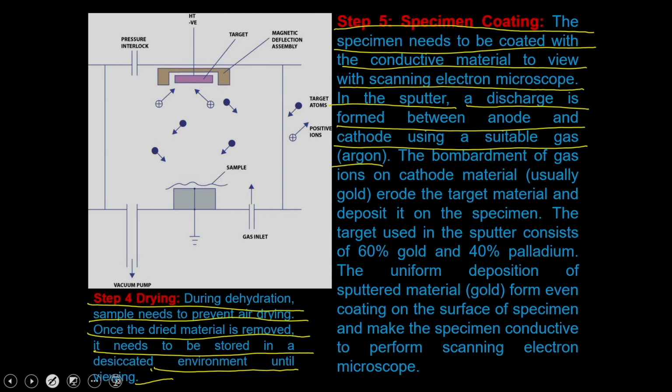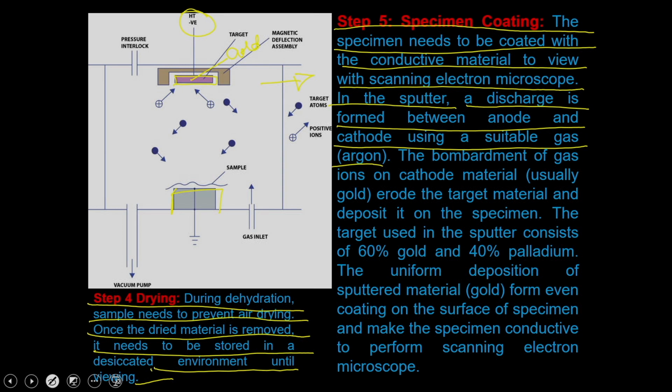So, this is the gold sputter. What you have is a target, which contains the gold, and that is kept at a negative potential, and this is under vacuum. Under the vacuum you keep your sample on this block, and then you do a bombardment of gas ions.